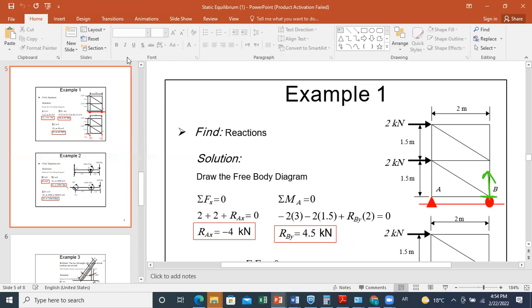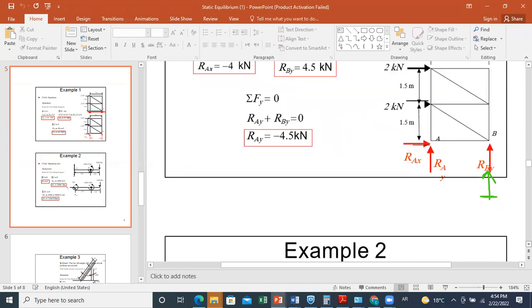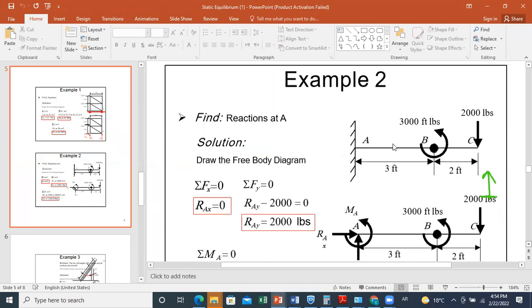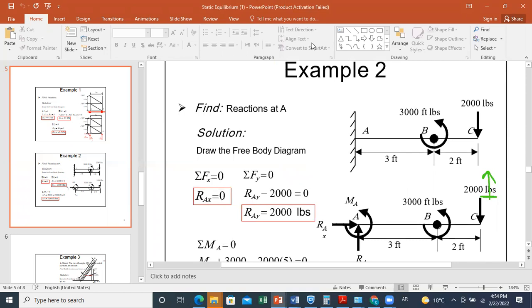Okay. Another example, this one. If you remember when I introduced to you the symbols, do you remember what this symbol is for? Fixed. Yes, this is a fixity.